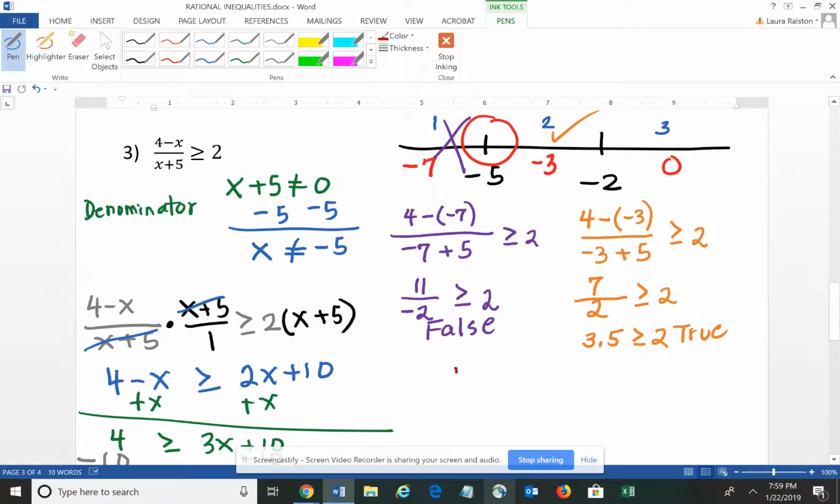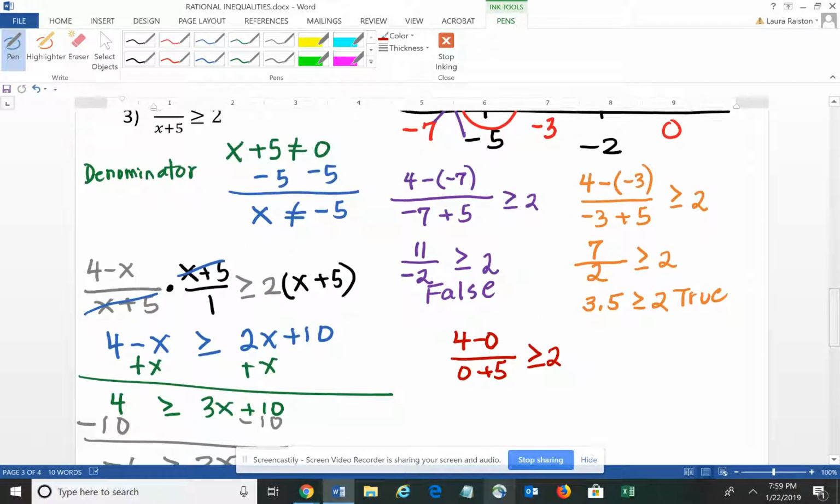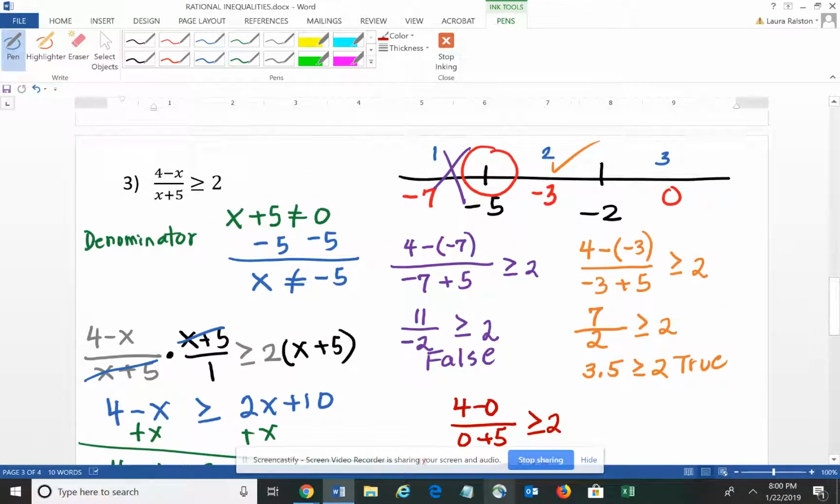So I have 4 minus 0 over 0 plus 5 greater than or equal to 2, which gives me 4 over 5. 4/5 is not greater than or equal to 2, so that's a false statement. So we cannot use the values in the third region. We need to decide, do we include the negative 2 or not?